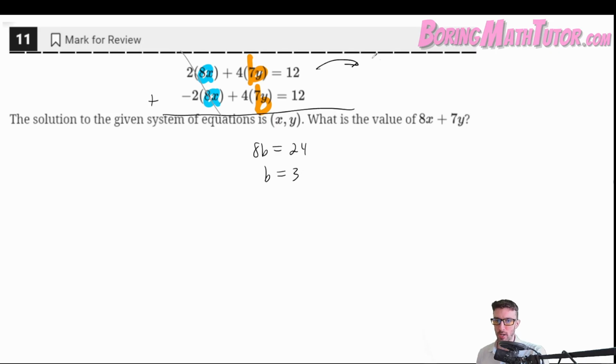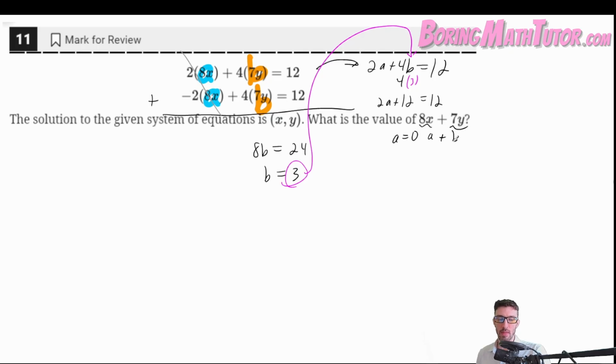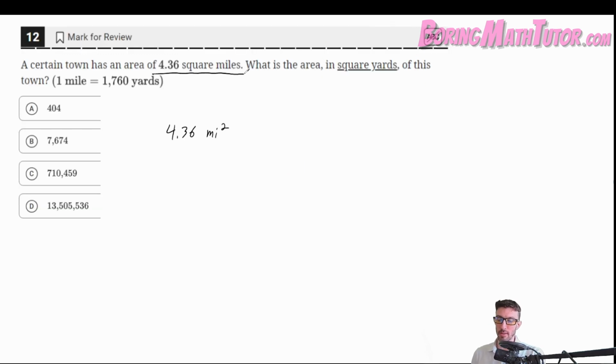Now remember, I'm trying to do this as 2a plus 4b equals 12. And I'm telling you that now b is 3. So then 4 times 3 gets me 12. So 2a plus 12 equals 12. You might have already been able to tell that a is going to equal 0. So when they asked for 8x, remember, that is what I was doing as a, and 7y, that's what I was doing as b. So a plus b would be 0 plus 3, which is 3. We're done.